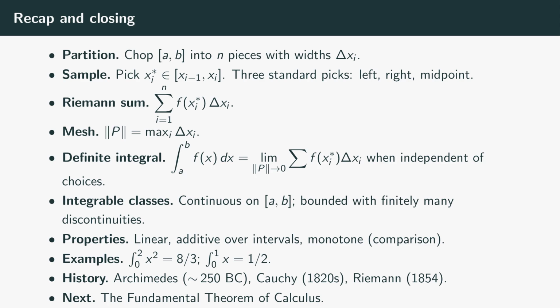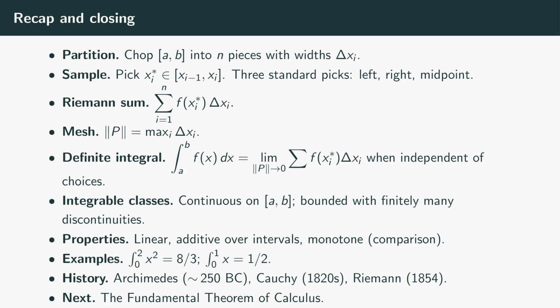Where we landed. To compute the area under a curve y equals f of x from a to b, chop the interval into n pieces, pick a sample point in each piece, build the rectangle with that height and that width, sum the areas. That's a Riemann sum. Shrink the mesh of the partition to 0. The limit, if it exists and is independent of how you chopped and sampled, is the definite integral, the integral from a to b of f of x dx, and the function is called Riemann integrable.